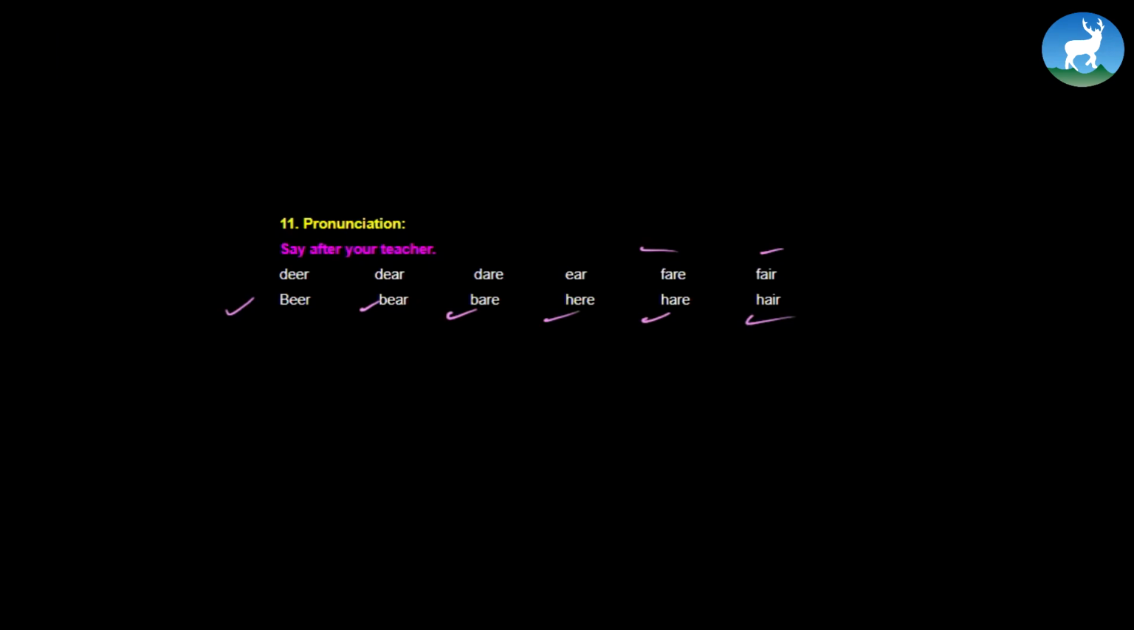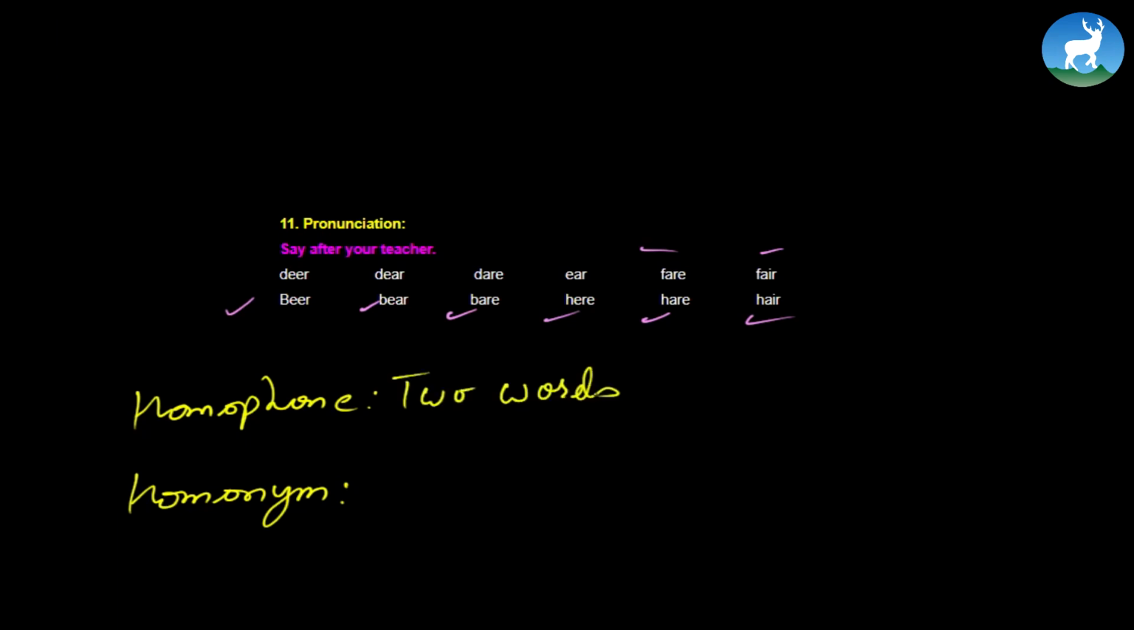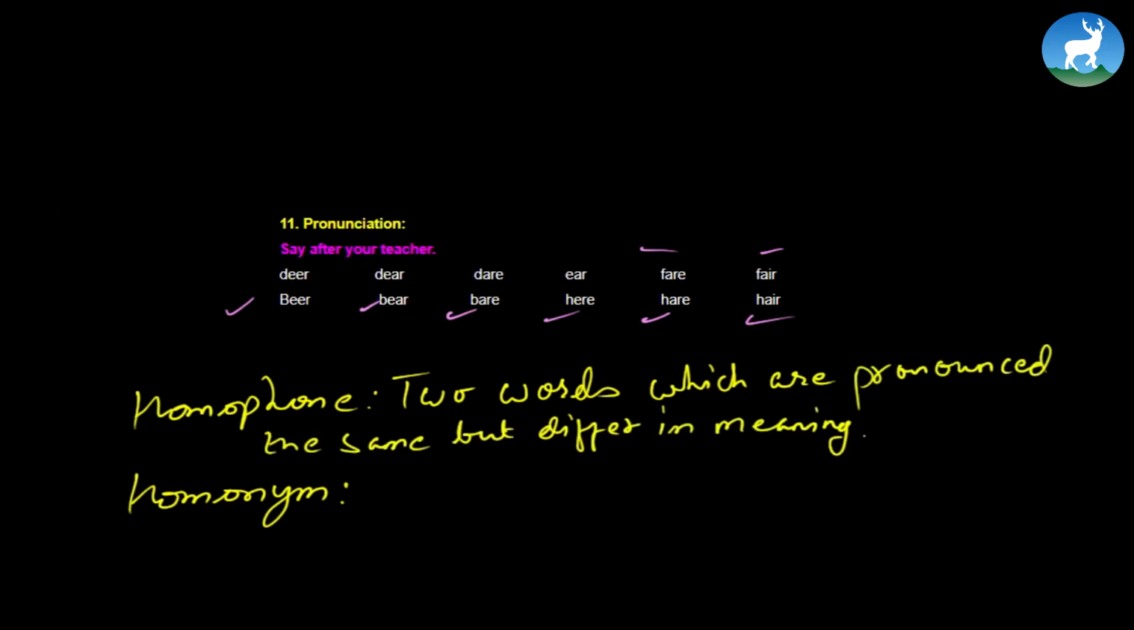Okay, here we have what we call homophone and homonym. So now what is homophone and homonym? What do you understand by these words? Homophones are two words which are pronounced the same but differ in meaning, spelling, or both. Look at the definition first. Two words which are pronounced the same, meaning they have the same pronunciation, but their meaning differs, spelling differs, or sometimes both.